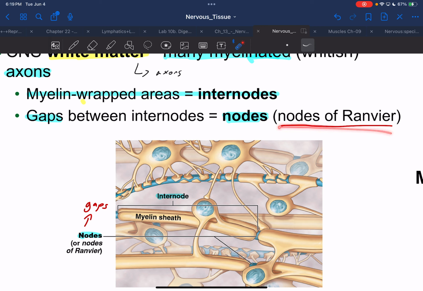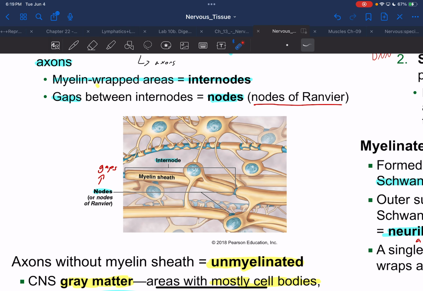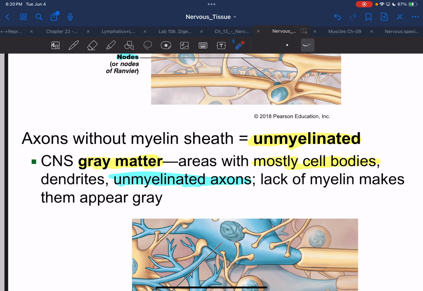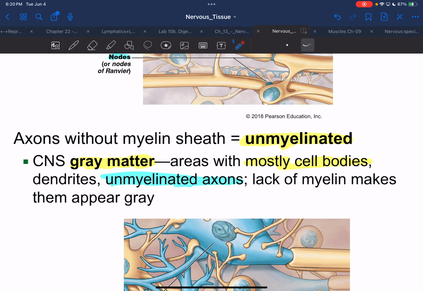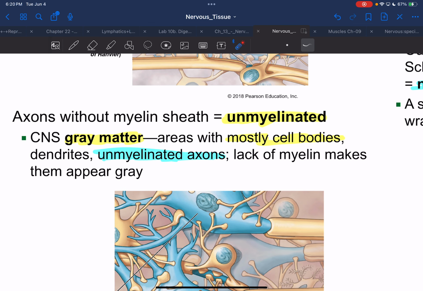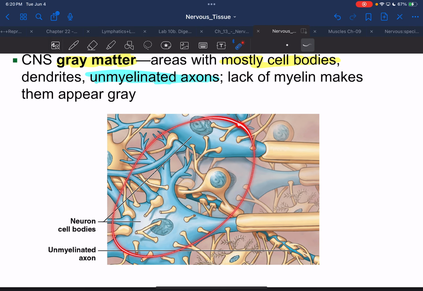They used to be called nodes of Ranvier, but just know them as nodes and internodes. Really easy. Keep it simple. And don't forget that where you do not have myelination, you will have the appearance of gray in either the brain or spinal cord. So the CNS gray matter, inside that central nervous system, brain and spinal cord, is mostly going to be cell bodies or unmyelinated axons. There's no myelin on those axons. Lack of myelin makes them appear gray. In other words, you have more of this in gray matter.